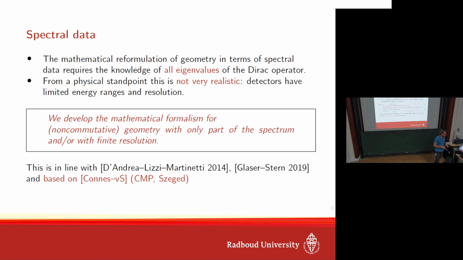And if you think about this in terms of physics, that's not very realistic, because you typically have some kind of limitation in what you can measure: frequencies, bandwidth, energy ranges, resolution. So there's always this limitation that you need to take into account. And so what we're trying to do, motivated by this, is to develop what kind of mathematics is needed to do this kind of spectral noncommutative geometry when you only take part of the spectrum, or when you take the finite resolution into account. So this is what we're trying to set up, and there was some earlier work that's actually in line with this, but let me put it in context.